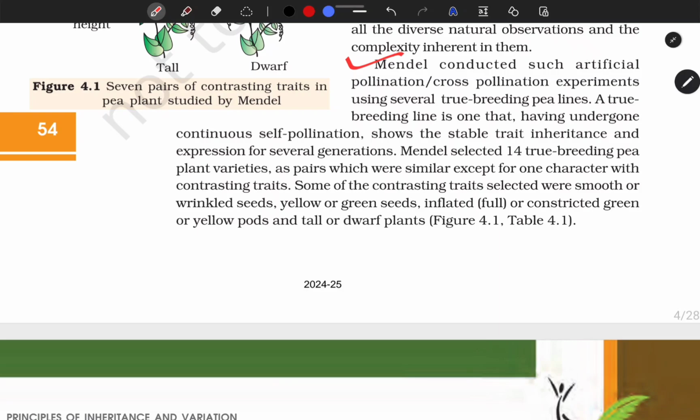Mendel conducted artificial pollination or cross-pollination experiments using several true breeding pea lines. A true breeding line is one that, having undergone continuous self-pollination, shows stable trait inheritance and expression for several generations. Mendel selected 14 true breeding pea plant varieties as pairs, which were similar except for one character with contrasting traits. Some of the contrasting traits selected were smooth or wrinkled seeds, yellow or green seeds, inflated, that is full, or constricted green or yellow pods, and tall or dwarf plants.